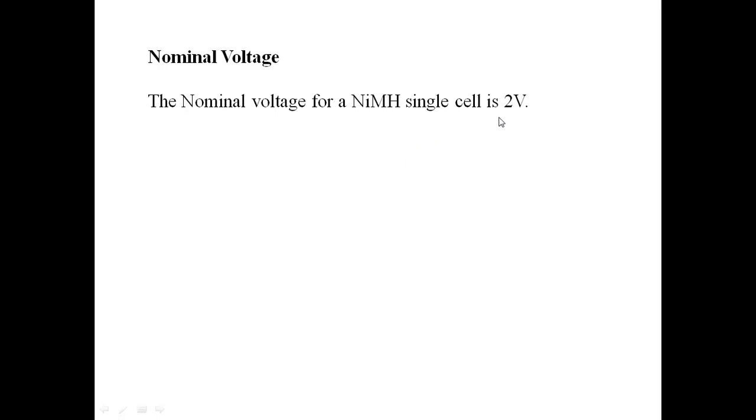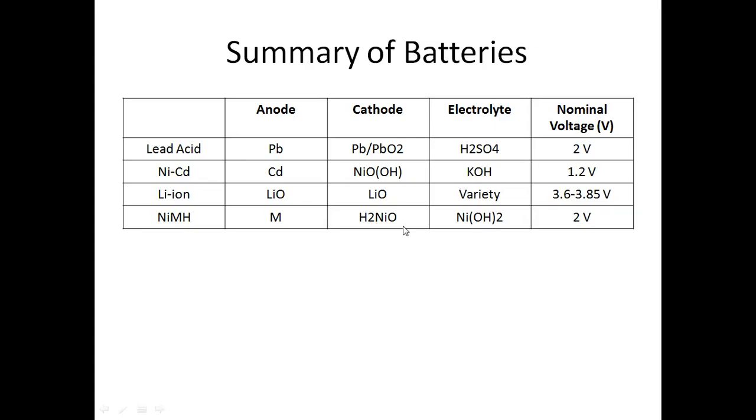And the nominal voltage for this type of battery is 2 volt. So this is the summary of all the batteries that we have studied: lead acid, nickel cadmium, lithium ion and nickel metal hydride. Here we can see what materials are used in the anode, cathode and what are the electrolytes. In the lithium ion, many types of electrolytes are used, and that is why the nominal voltage varies from 3.6 to 3.85 volt.